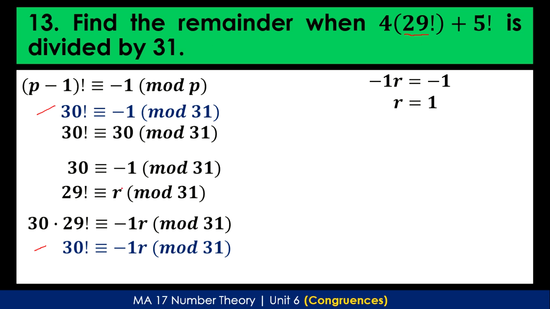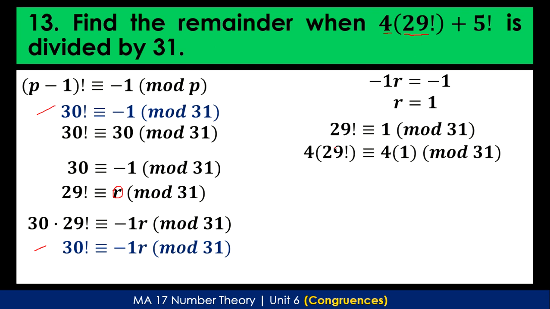So we can now substitute for the 29 factorial. The residue of 29 factorial when divided by 31 is 1. So 29 factorial is congruent to 1 modulo 31. Then let's multiply it by 4. So 4 times 29 factorial is congruent to 4 times 1 modulo 31, so that's still 4.